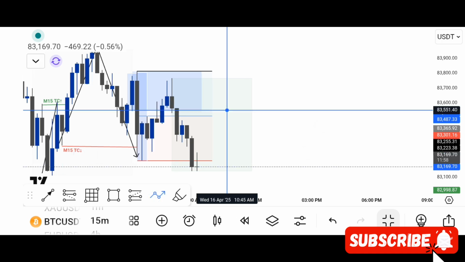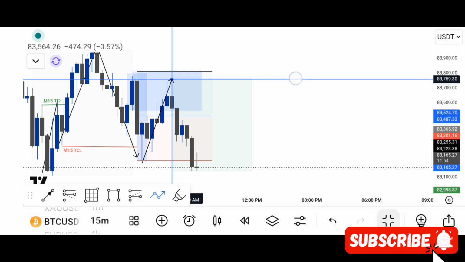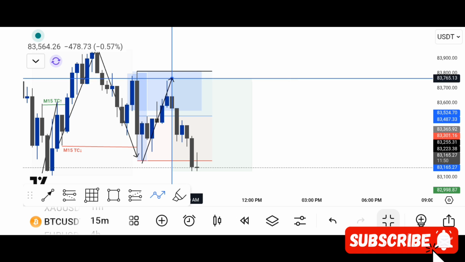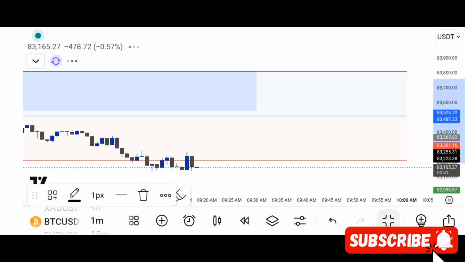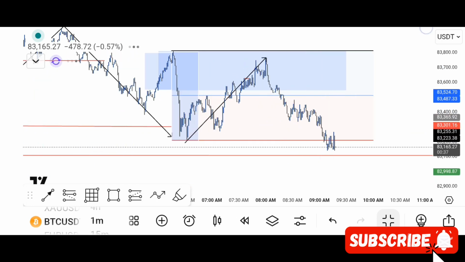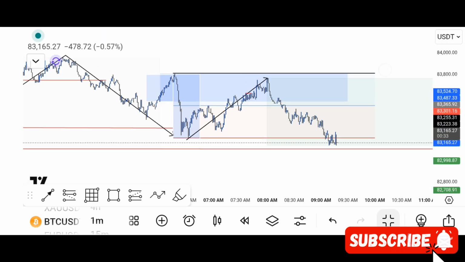I will now wait for price to mitigate the supply zone during London session from 8 AM to 12 PM, which is the time I trade. But I take account of daylight savings time and standard time. So as price mitigated it, I then drop to my 1-minute time frame to look for my liquidation and entry criteria.